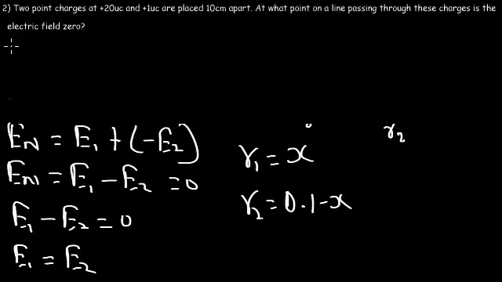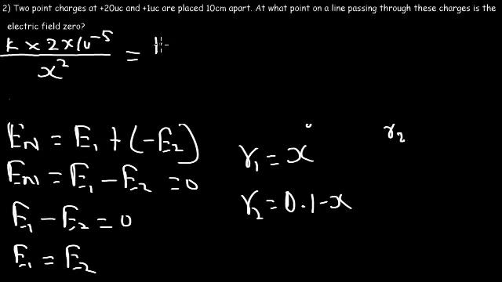So, therefore, I can have E sub 1, which is the value of k, multiplied by the first charge, which is 20. 20 microcoulombs is the same thing as 2 times 10 to the power of negative 5 coulombs. So I'm dividing this with x squared, which is the distance between the charge and the point x. And this is now equal to E sub 2.